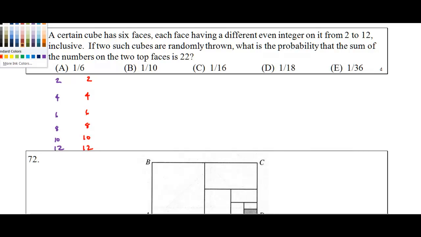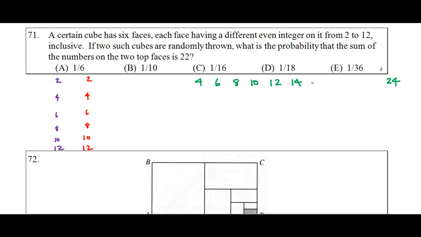So what's the smallest number that can come up when I roll them together and add them? 4. What's the biggest number that can come up? 24, because I can have 12 and 12, like 6 and 6, right? So then, what are the in-between numbers that could come up? 4, 6, 8, 10, 12, 14, 16, 18, 20, and 22. Now this is the wrong way to do it.